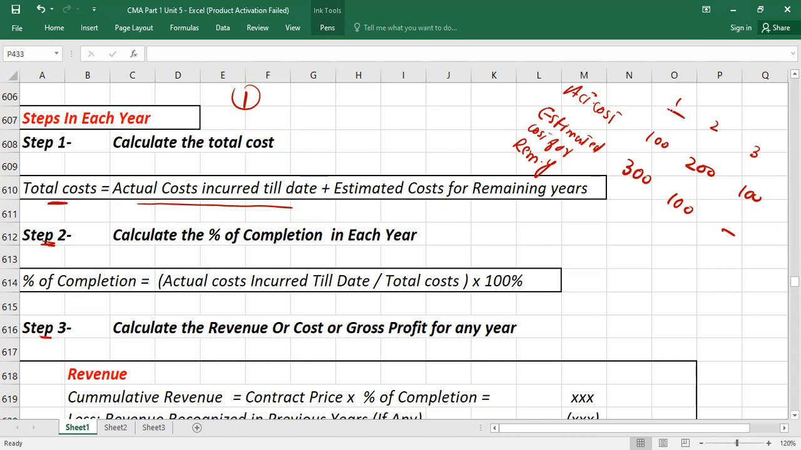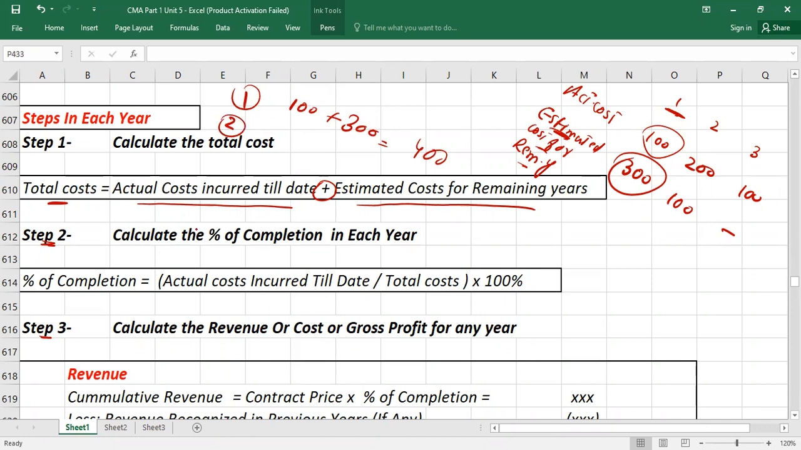And I'm sitting in which year? Year 1. And this is my actual cost till date. How much? Is going to be 100. Plus, I have to add estimated cost for remaining years. So you are sitting at the end of first year, guys, and you have to look what is the estimated cost for remaining years and you will pick this value. So this will be how much? 300. Total it will be how much? 400. Understood?